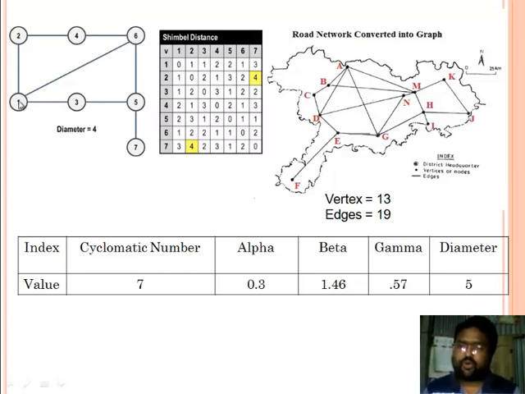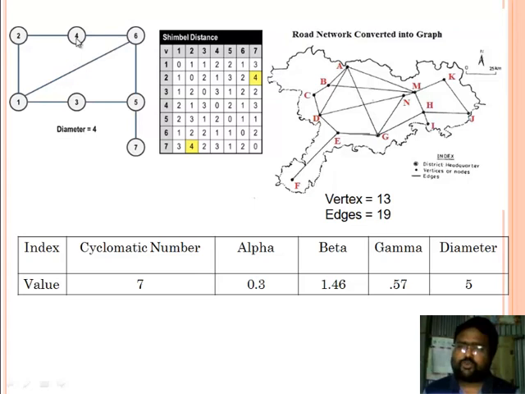Look at node 1 to 1, there is no edge. No edge is required to reach from 1 to 1, so that's why it is 0. And to reach from 1 to 2, we need only one edge, that's why it is 1. And from 1 to 3, we need only one edge, so it is 1.